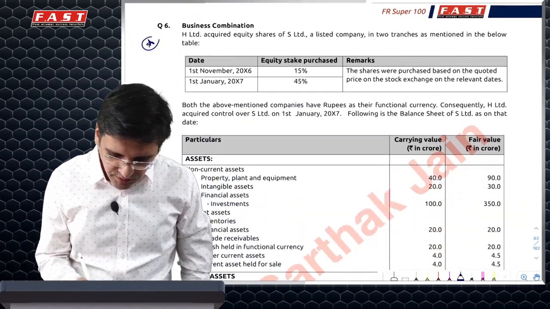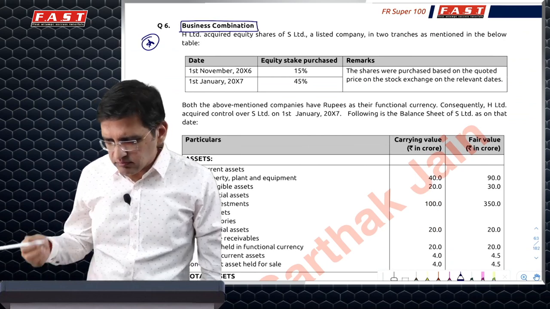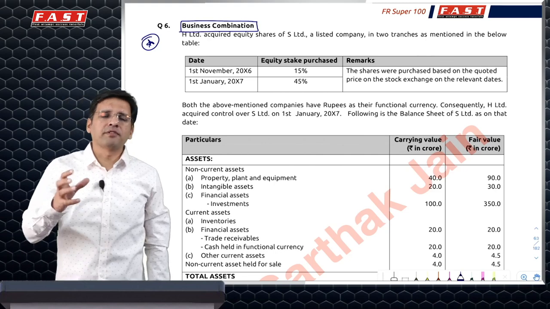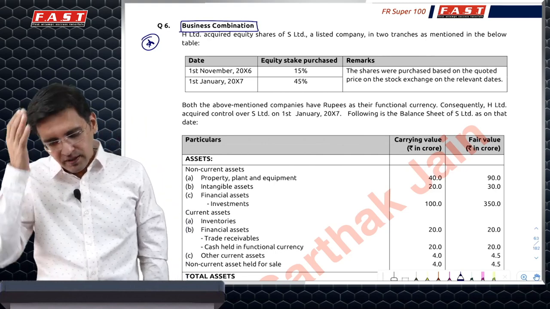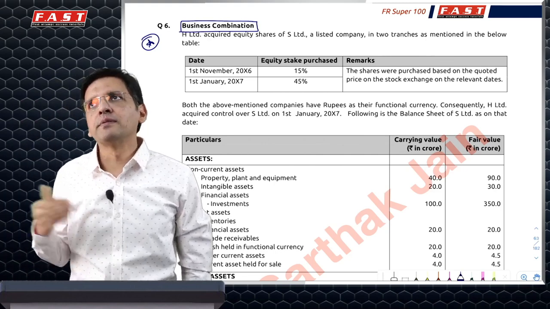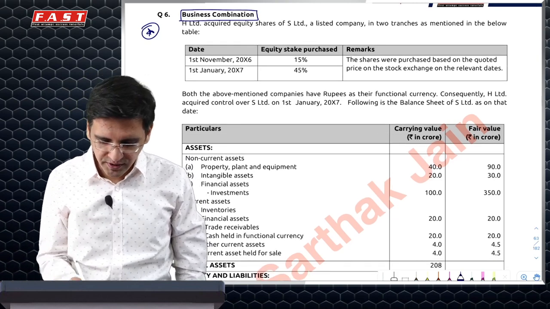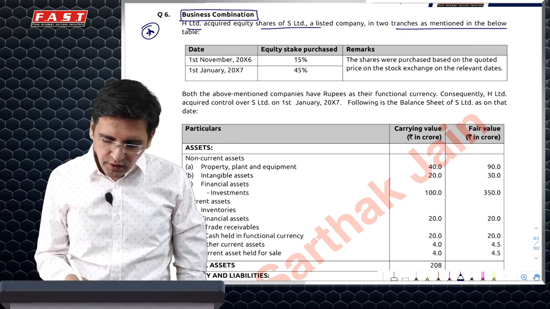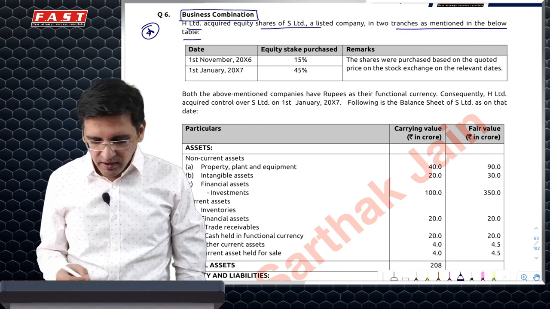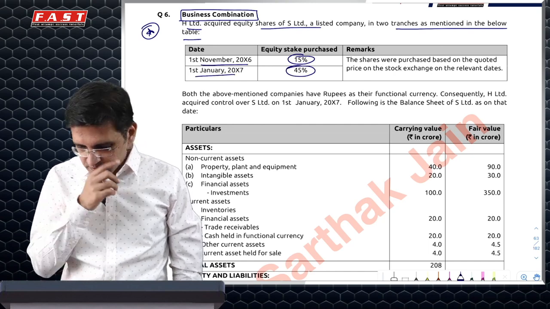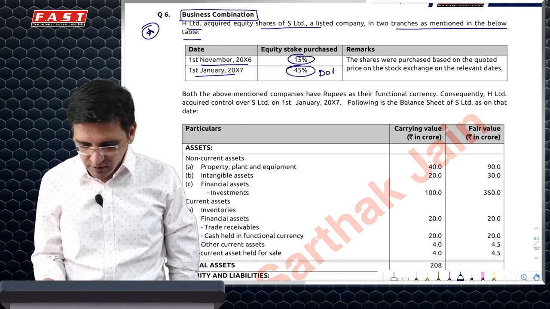One of my favorite questions of business combination. Again, very lengthy to be asked in exam. A part of it could be asked in the exams. But a very good practice question, helps you to refine a lot of concepts. Very quickly, I'll just tell you the adjustments which are there. In two separate tranches, you have acquired investment in S, first 15% on November 6 and 45% on 1st January. This is the date of acquisition of control.